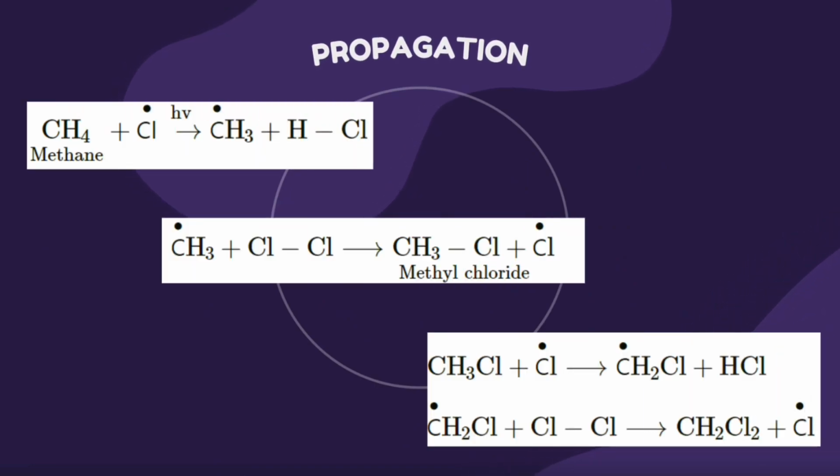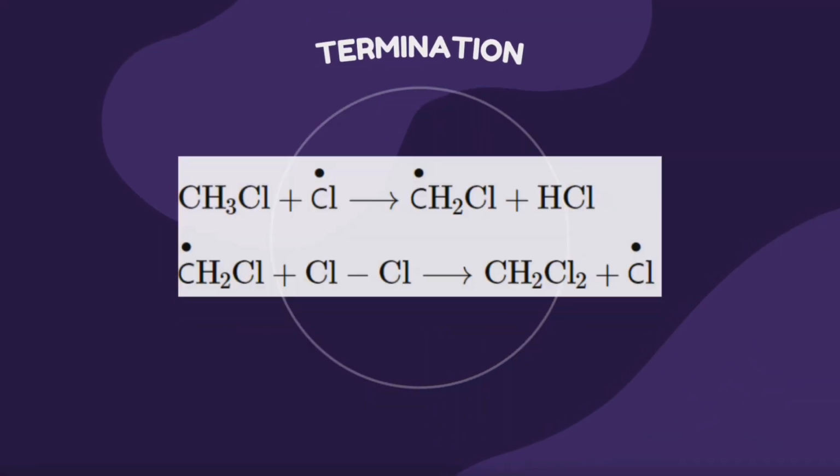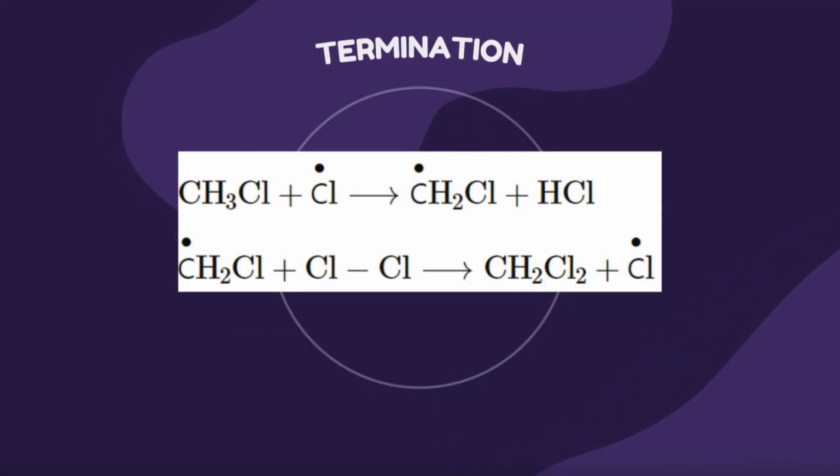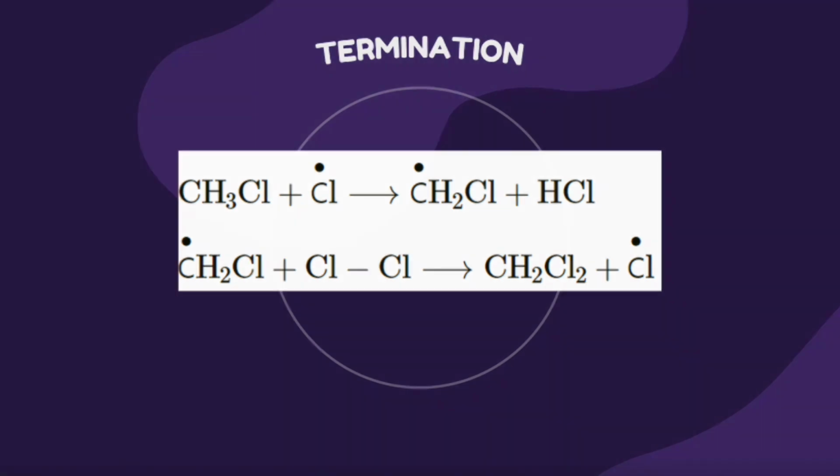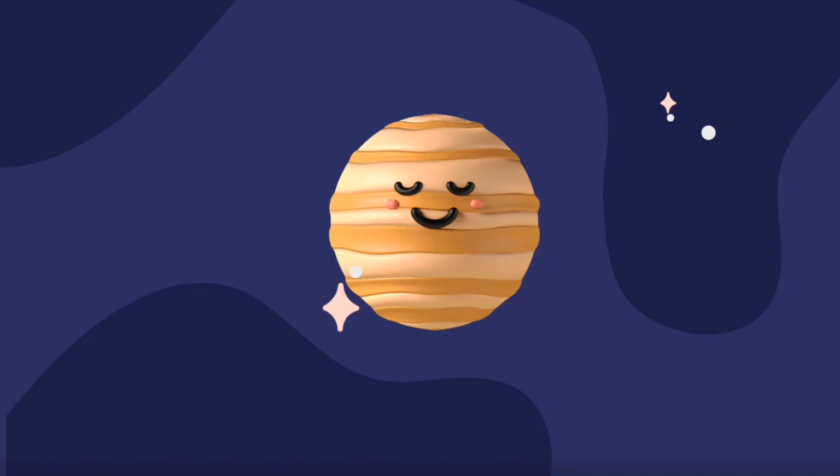During propagation, the halogen is made to react with an alkane. The hydrogen atom is delinked from the carbon, resulting in the formation of a methyl radical. Third step is termination. Termination occurs when the chlorine atom interacts with another chlorine atom to produce Cl2, or when the chlorine atom reacts with a methyl radical to produce chloromethane.